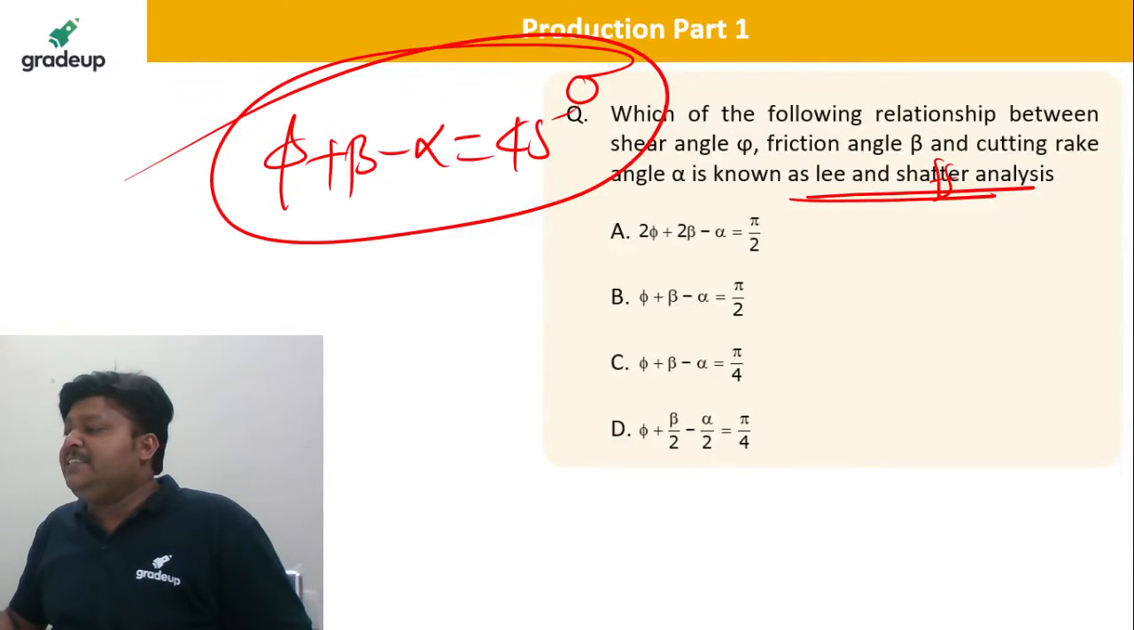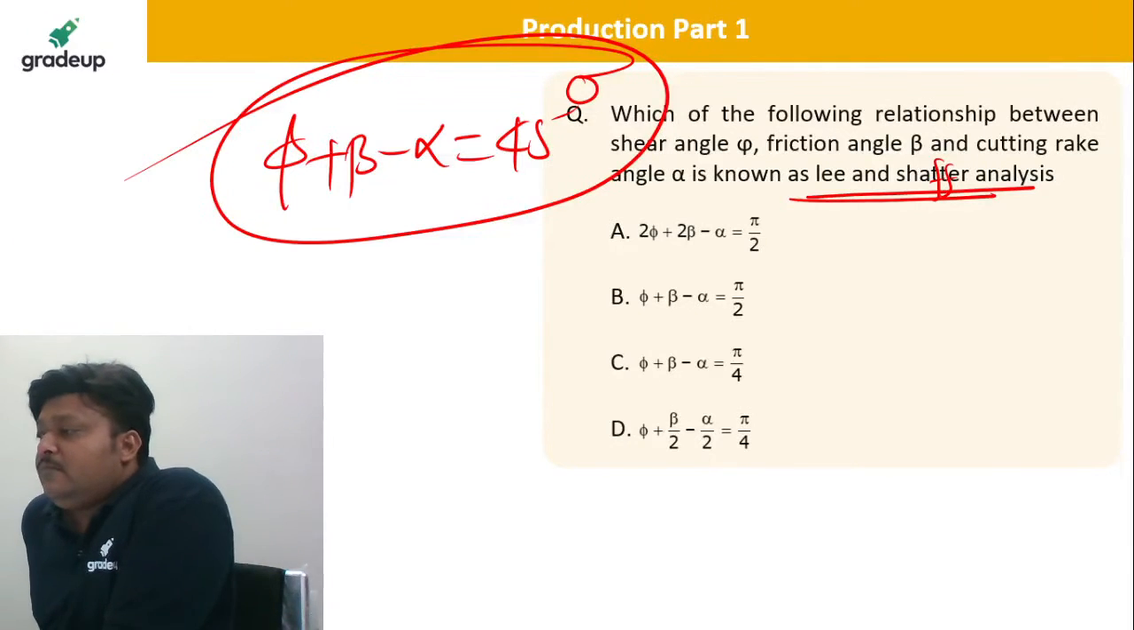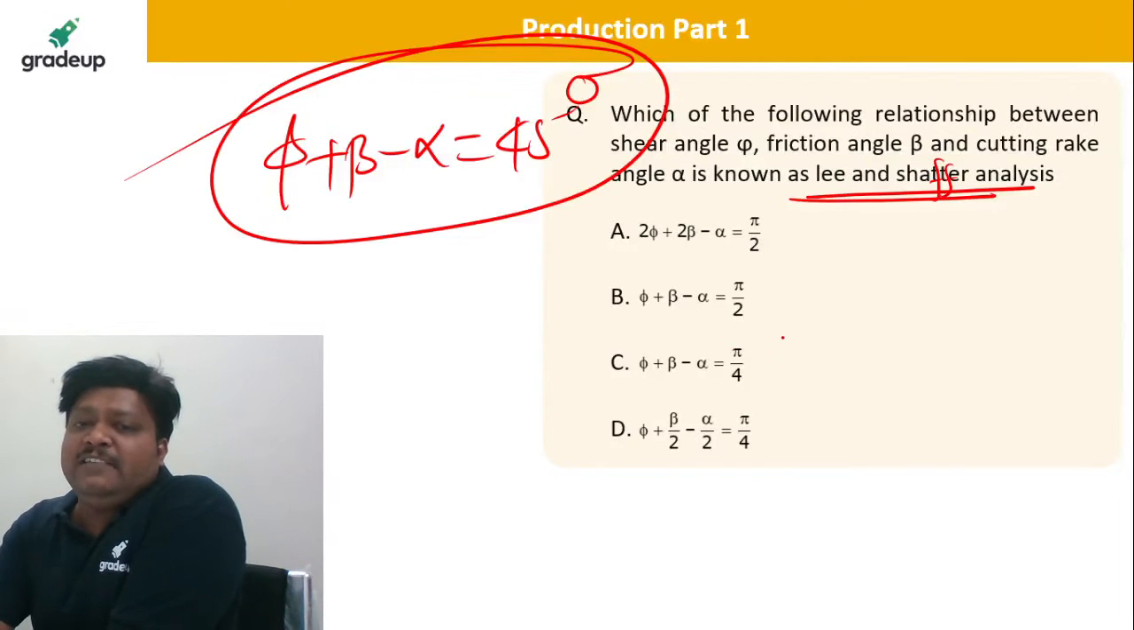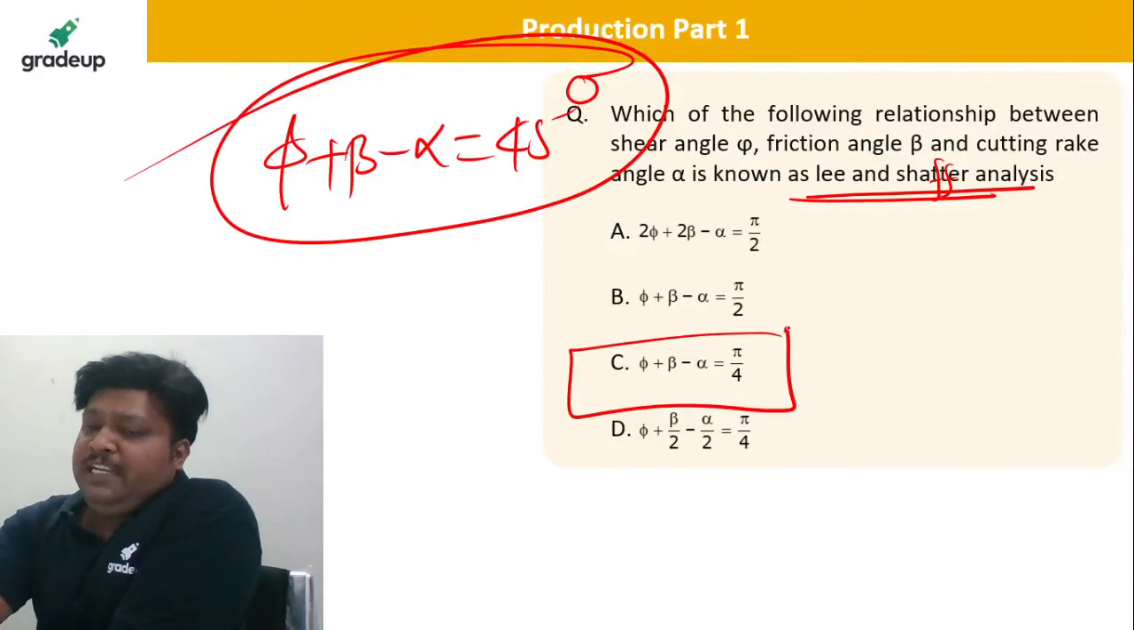So what is the correct answer? Tell me. Yes, phi plus beta minus alpha is equal to pi by 4. Very nice, very good.